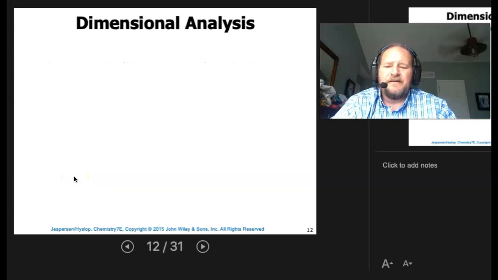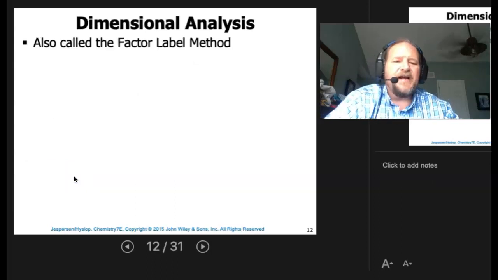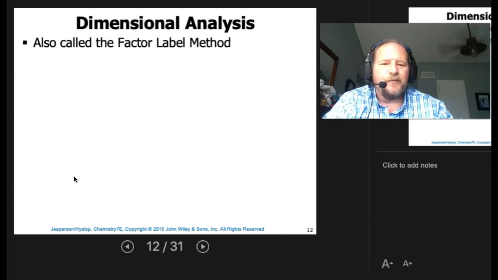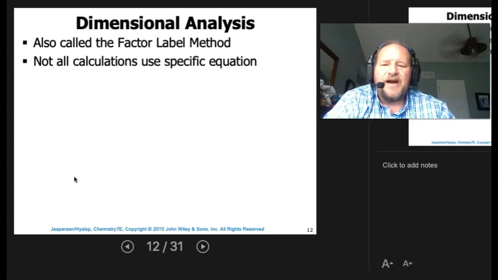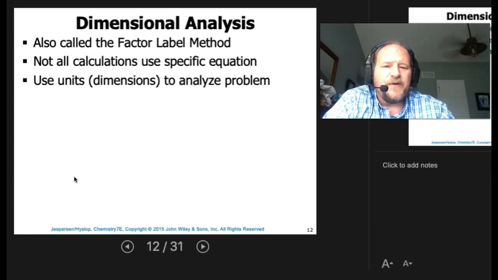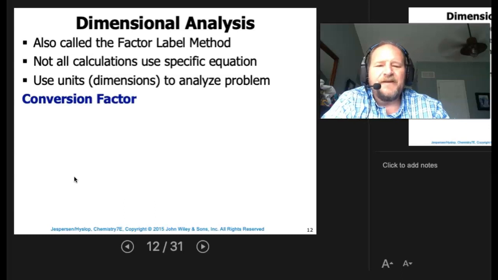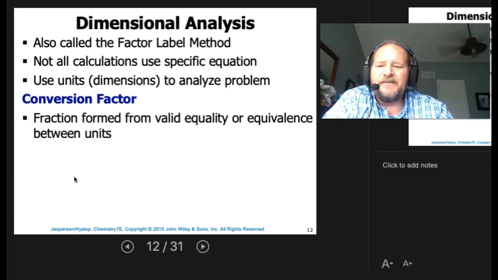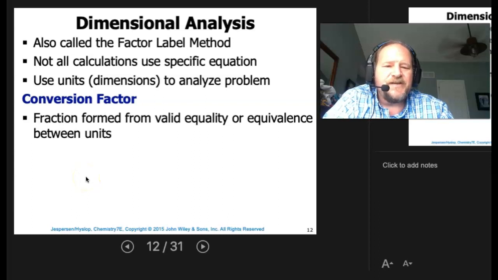All right. The next topic we want to look at is dimensional analysis, also referred to as factor label method. Not all calculations are going to use a specific equation. In that case, we can use the dimensions, the units, to analyze the problem. For instance, conversion factors, they're fractions formed from valid equality or equivalence between units.